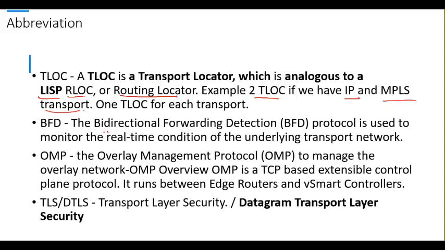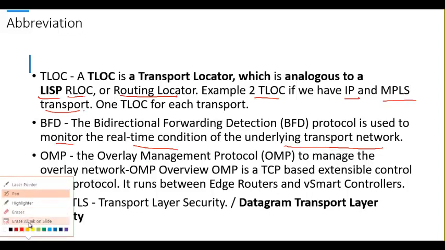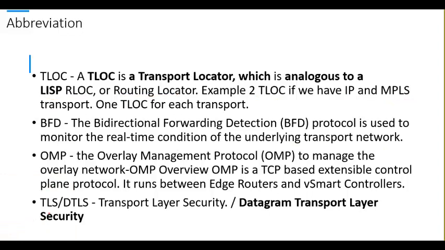BFD, Bidirectional Forwarding Detection protocol, is used to monitor the real-time condition of the underlay transport network. So if something goes wrong with one of the paths, like say the IP path has gone bad, the traffic that was using the IP underlay should now be shifted. It's actually the physical interface failure that will determine the overlay.